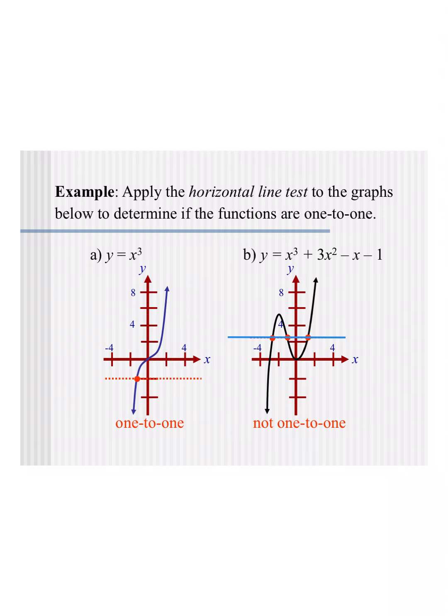Again, all it takes is one horizontal line that crosses more than one point to show that the graph is in fact not one-to-one. I can put this line anywhere I want in this region to verify that fact and prove it's not one-to-one.